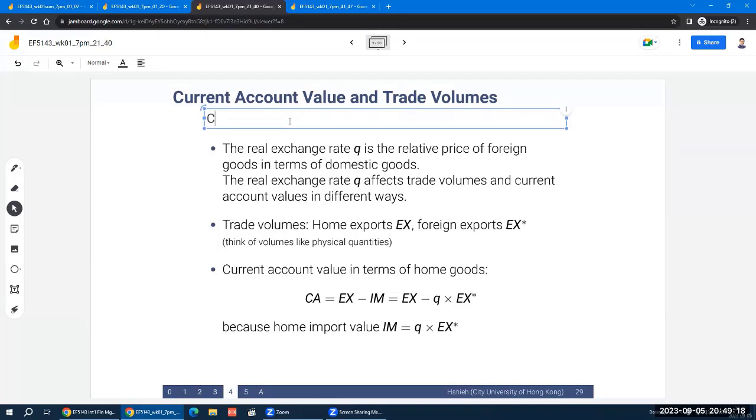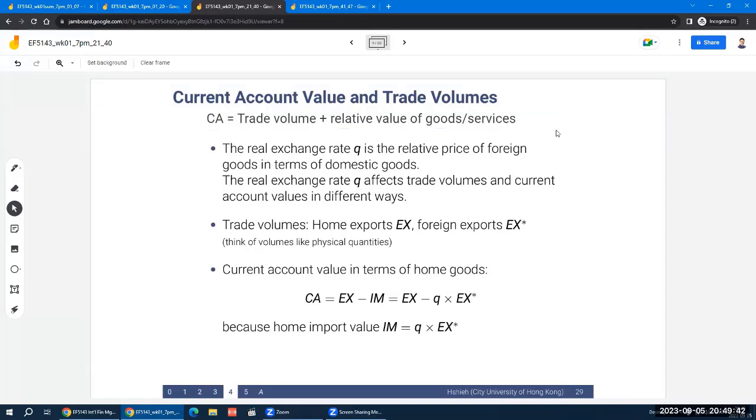You can decompose it potentially into two parts. And I'll try to give you some intuition for now, but you'll see it again later. I want you to think about the current account in terms of trade volume plus relative value of goods and services. And that will require some additional abstract thinking, okay?